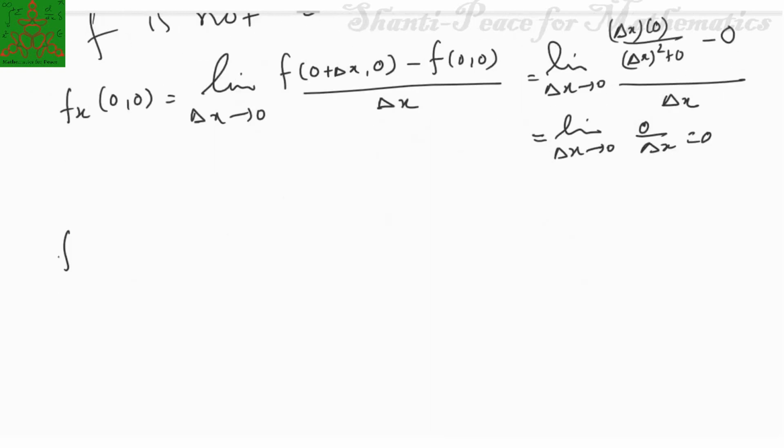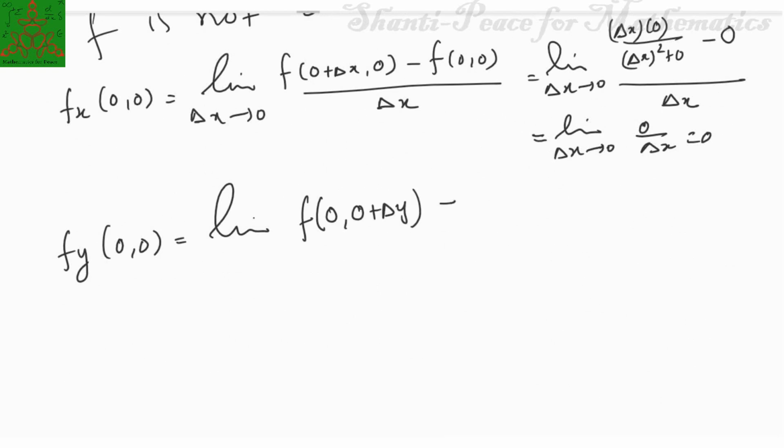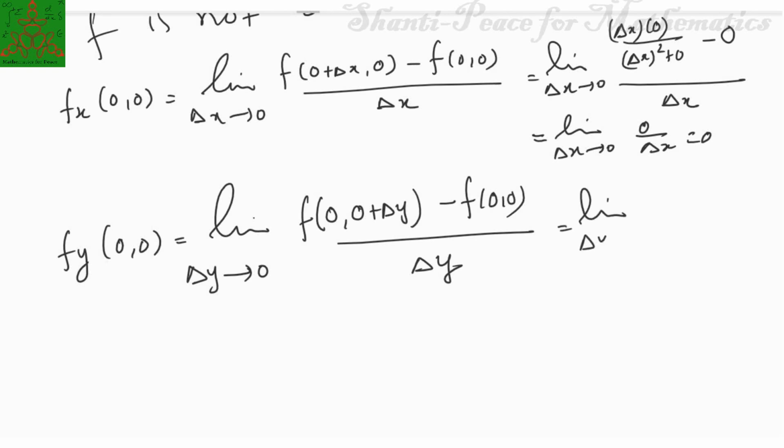Next, fy at 0, 0. In a similar manner, it is f of 0, 0 plus delta y minus f of 0, 0 upon delta y as delta y tends to 0. If you apply the same definition, it gives you 0 upon delta y and the answer will become 0. So the partial derivatives exist at 0, 0 and their values are 0.